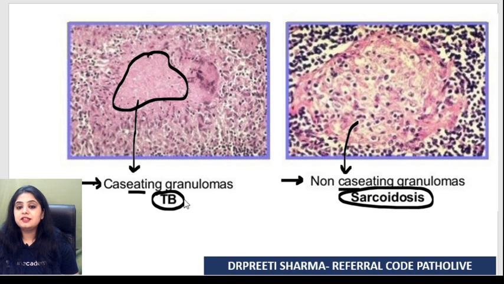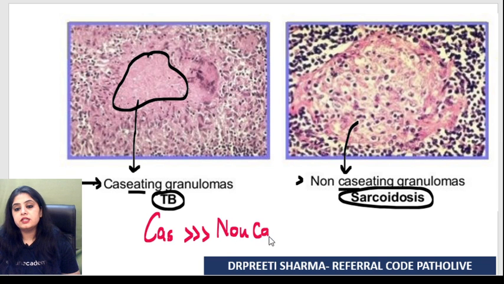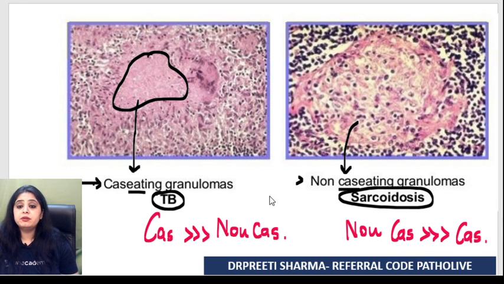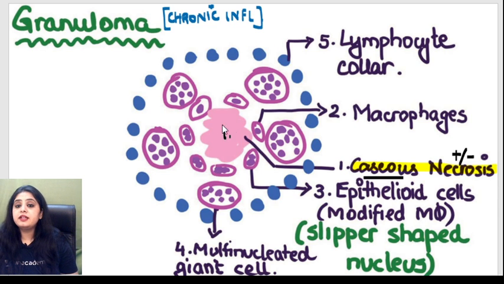However, does it mean that they are specific? Can TB show you non-caseating granuloma? Can sarcoidosis show you caseating granuloma? Yes, vice versa is also possible. So I'll say for TB overall, caseating granuloma is more common than non-caseating granuloma. Whereas for sarcoidosis, it's the opposite. Non-caseating granuloma is more common than caseating granuloma, but both of them can be seen in both the diseases. Coming back, the first one is the necrosis.